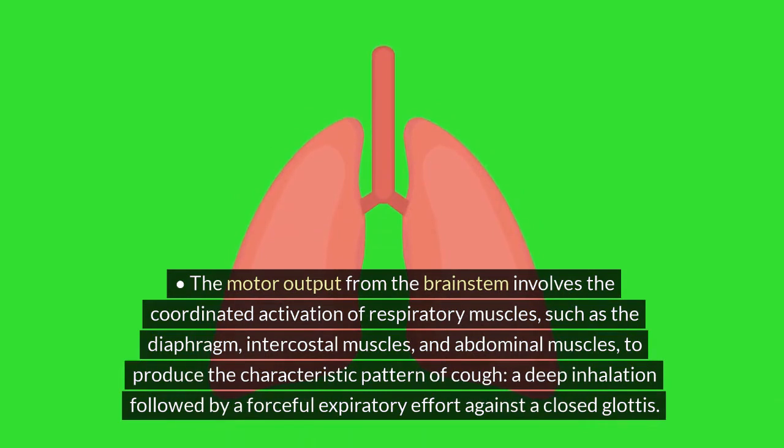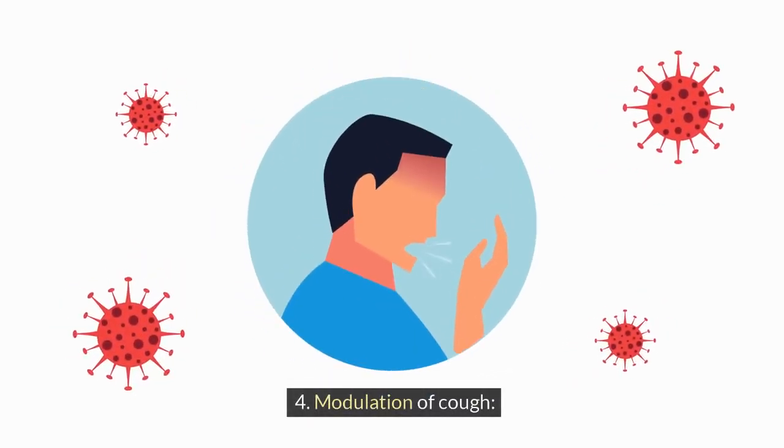The motor output from the brainstem involves the coordinated activation of respiratory muscles, such as the diaphragm, intercostal muscles, and abdominal muscles, to produce the characteristic pattern of cough: a deep inhalation followed by a forceful expiratory effort against a closed glottis.